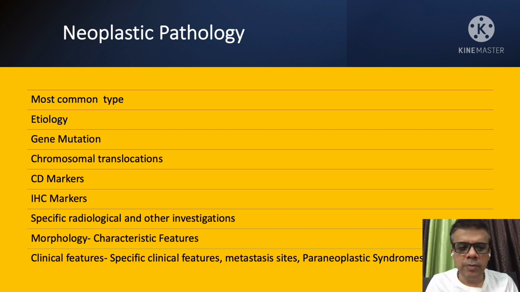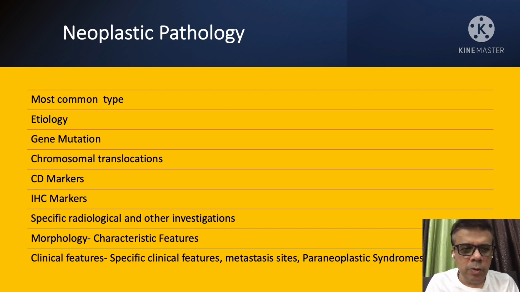Know the specific clinical features of the neoplasms, the common metastatic sites, and the paraneoplastic syndromes pertaining to each of the neoplasms. Most commonly it is small cell carcinoma and squamous cell carcinoma of the lung. So you should remember the important paraneoplastic syndromes.